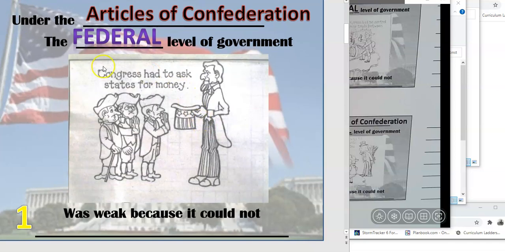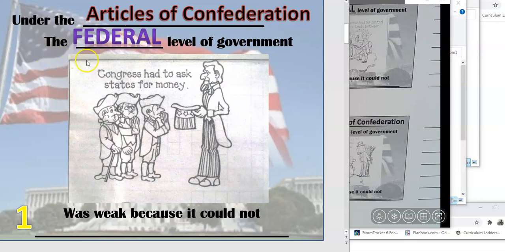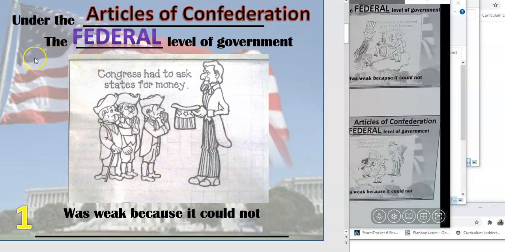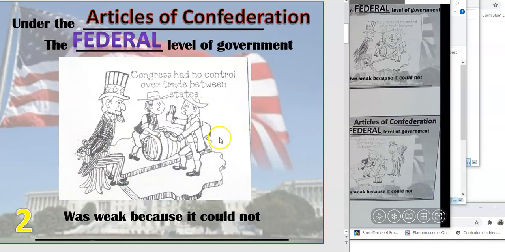Yesterday, we talked about the fact that under the Articles of Confederation, the federal level of government was weak, and we already identified how that played out in this cartoon. Now today, we're going to talk about a second main weakness that historians identify in the Articles of Confederation.